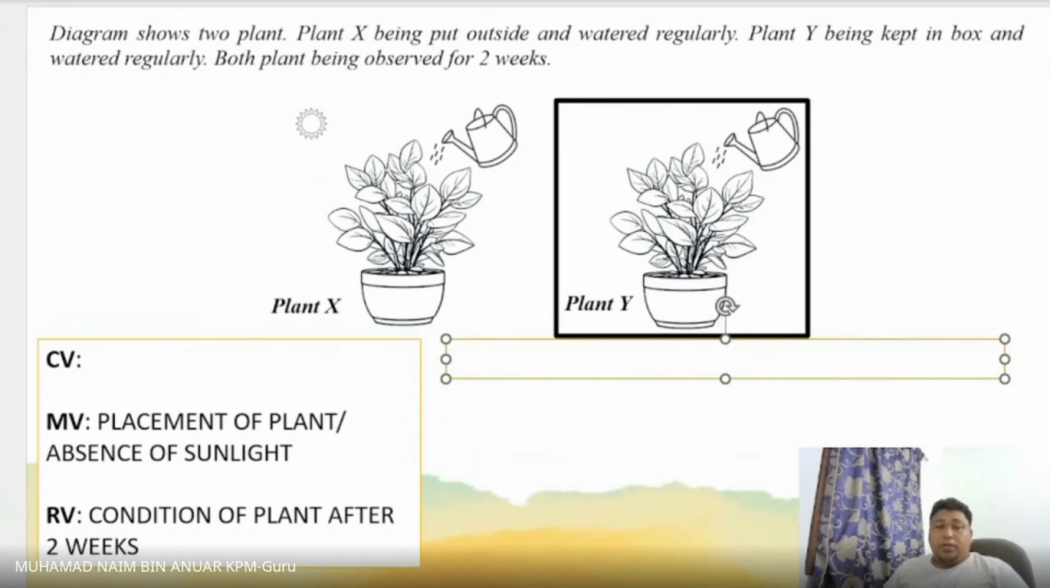Okay, the concept here is very simple. Plants need sunlight to survive. That's not the concept, that's the reason. Plants need sunlight to survive. That's the concept. For you to answer this, if you don't know how to answer, just copy your hypothesis. Most of the time it will be correct.